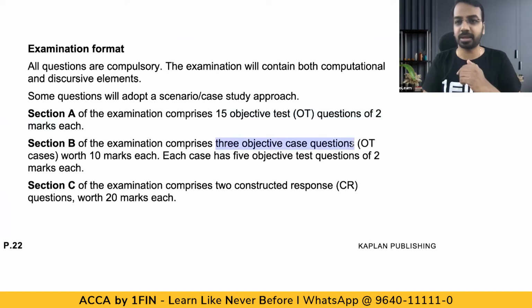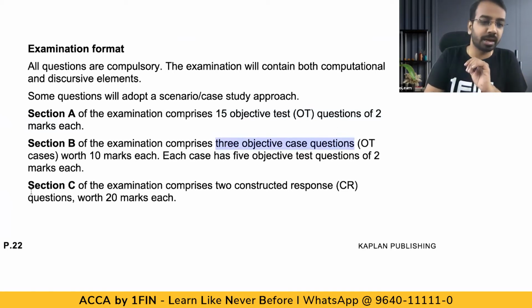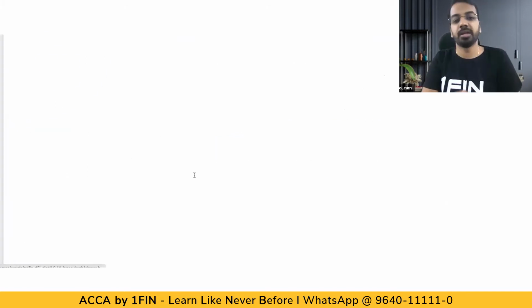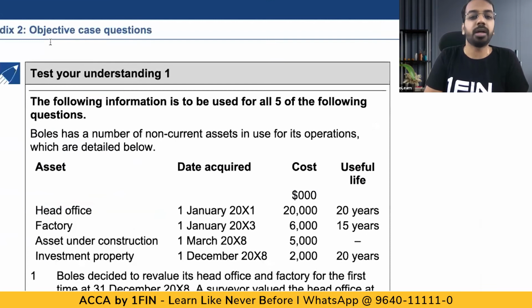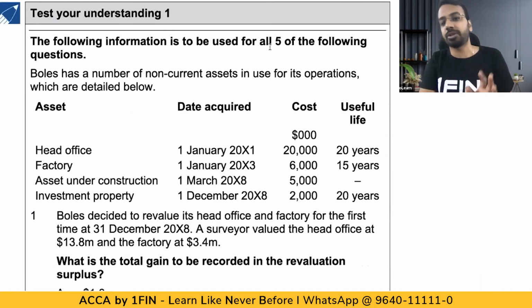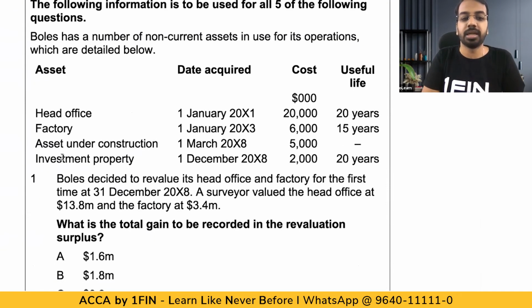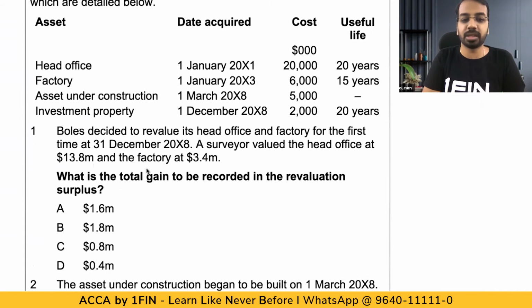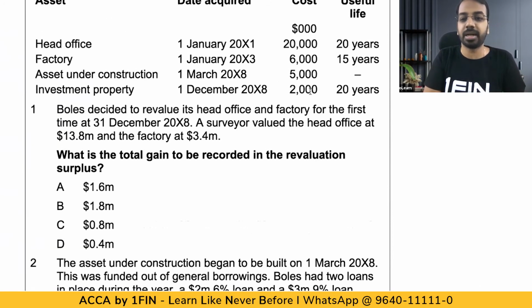Now, what do I mean by case study? Basically, they will give a scenario. I can just randomly show you from some chapter. Here, if you can see, they have given you some information. The following information is to be used for all 5 of the following questions. So, this is the information. The company has some non-current assets. The asset is given, date acquired, all of this has been given. Then some more information is given related to the useful life and all of that. Then they have given this question.